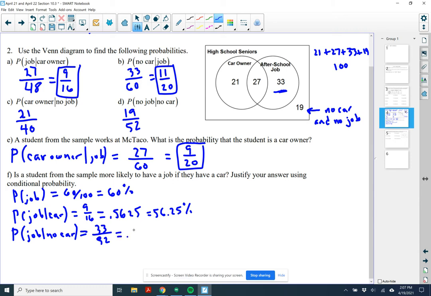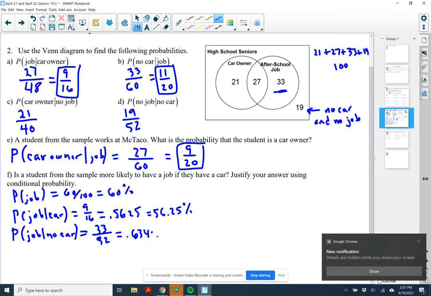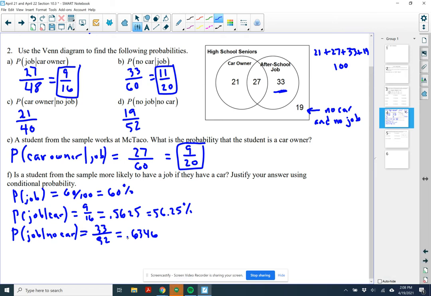And that's going to be 0.6346. That is 63.46%. That decimal goes on, but it rounds to 0.6346, that's 63.46%. So compare the probabilities. It is actually those students who don't have a car that are more likely to have a job. So is this student from our sample more likely to have a job if they have a car? No, they're actually more likely to have a job if they don't have a car.